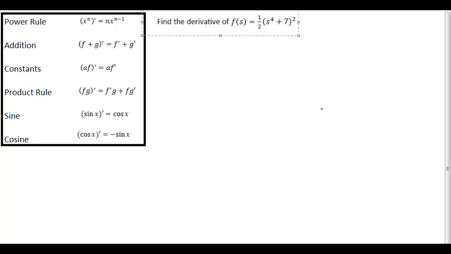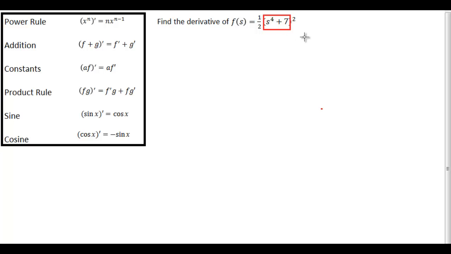In this problem, the variable is named s instead of x. Don't let that throw you. F of s equals 1/2 times this expression, s to the fourth plus 7, which is all squared. See that? Now, we've got a power rule that tells us how to find the derivative of a variable that's squared or cubed or raised to the third power, but we don't have any rule yet that tells us how to do the same thing for a whole expression in parentheses that's squared.